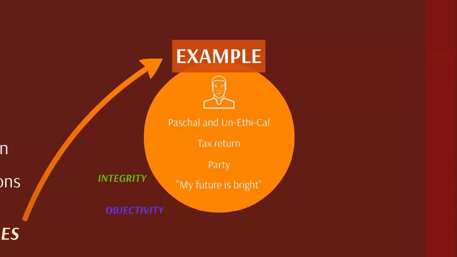Now, has he been objective? Well, no, because he was going through the company's corporation tax return, and he showed bias towards Un-Ethi-Cal, didn't he? He should have applied the rules without bias, no matter whether it was his company or not. Even if there's negative consequences because of that, he should have acted with independence and objectivity.